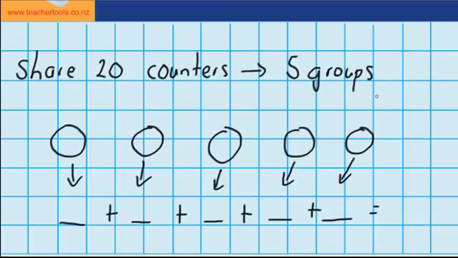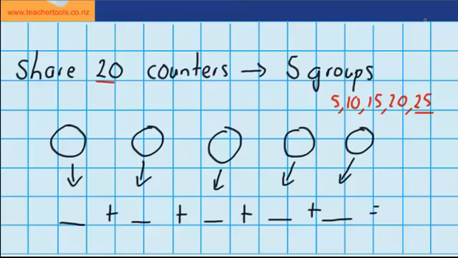Well, I'm going to start by repeatedly adding 5. So I'll have 5. Another 5 would take me to 10, another 5 takes me to 15, another 5 takes me to 20, and another 5 takes me to 25. Unfortunately, 25 is too much. I've only got 20 counters to share out, so that means jumps of 5 are too big.